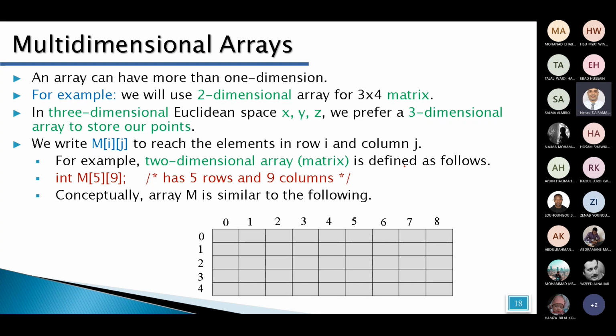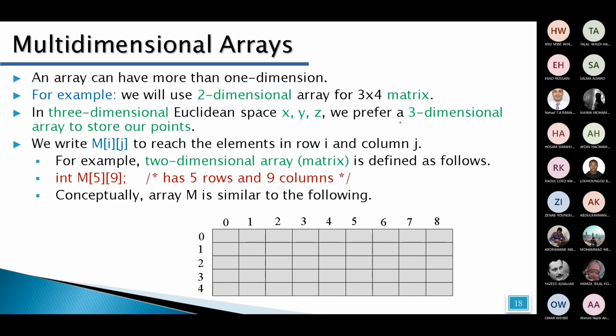Usually we use 2 dimension for data, and 3 dimension usually to store points, because points in space usually have X and Y and Z. So examples for multi-dimension array like 2 dimension, we name it matrix.